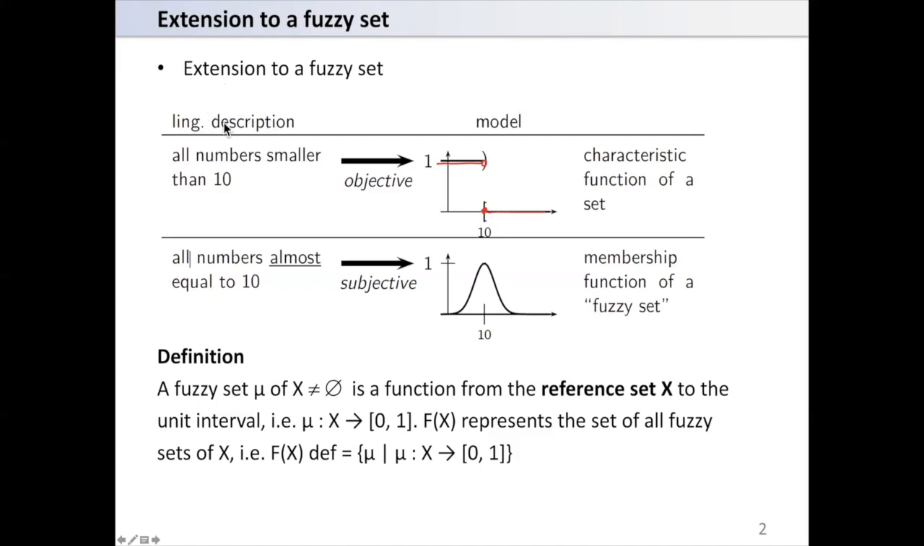The linguistic description, all numbers smaller than 10, is an objective description, and it can be modeled by this membership function. The membership function is such that if the value of x is less than 10, the membership has value 1. And if it is greater than 10, including the point 10 itself, then it has membership value 0. This is also called the characteristic function of a set.